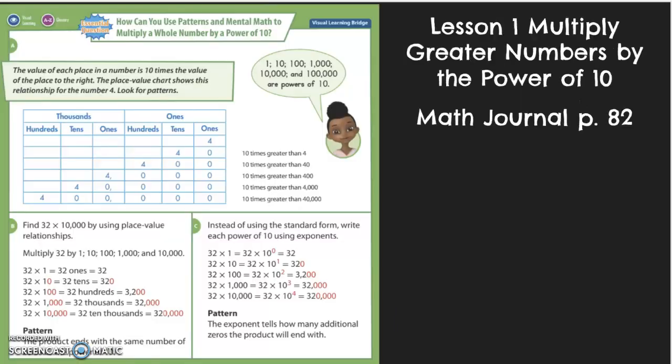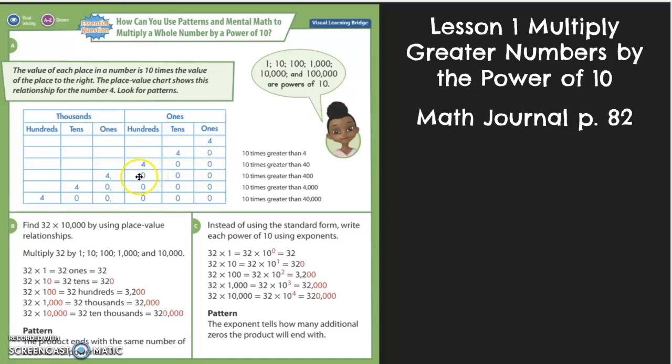All right? So here we go. We are in the math journal on page 82. So you all want to be on your math journal. Page 82, pause the video if you need to get that out so you're started. Basically what this is showing you here is it says the value of each place in a number is 10 times the value of the place to the right. So if you look right here, it's going to say in the ones there's 4. So if I go over to here, now it's 40. Okay, then you go over here, now it's 400.